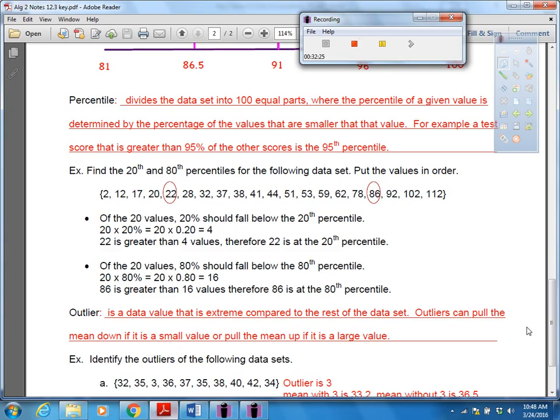Okay, so to write this down: percentile divides the data into 100 equal parts, where the percentile of a given value is determined by the percentage of the values that are smaller than that value. For example, a test score that is greater than 95% of all the other scores is the 95th percentile. So just write down that definition, and then we'll explain how we do that.